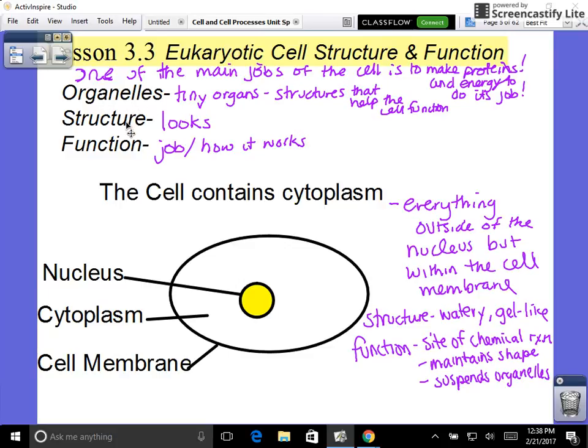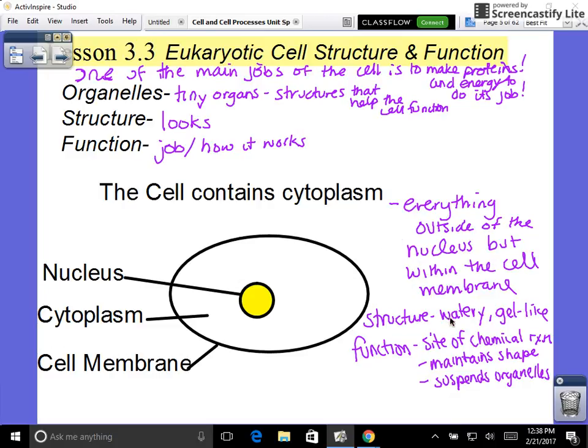When we talk about the word structure, we're talking about how something looks. When we say function, we talk about how it works or what its job is. One of the first pieces of a cell we're going to look at is not an organelle, but it is a part of the cell: the cytoplasm. The cytoplasm is everything here in white within the cell membrane, but does not include the nucleus. Other organelles are typically in the cytoplasm. If something regards the nucleus, we usually refer to it as part of the nucleus.